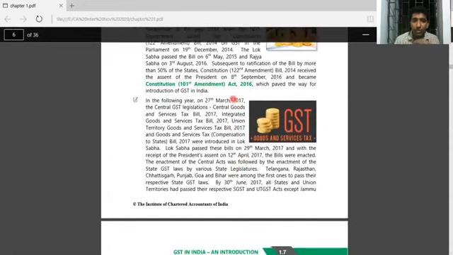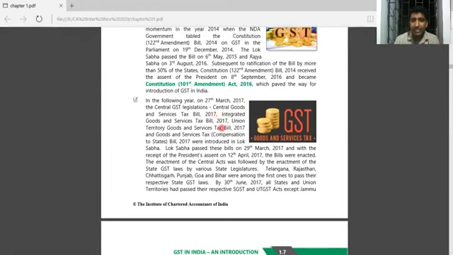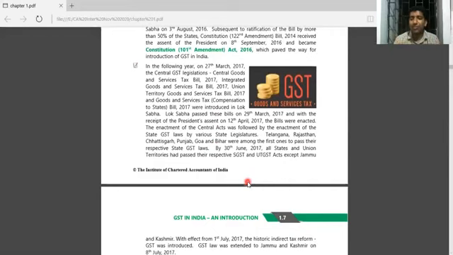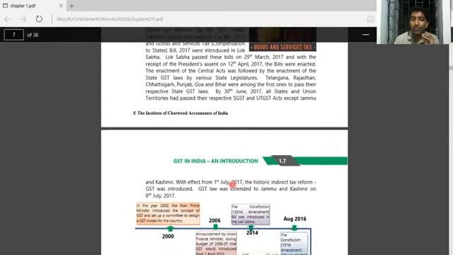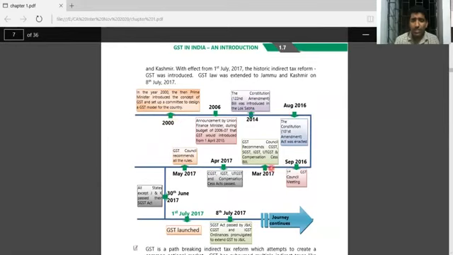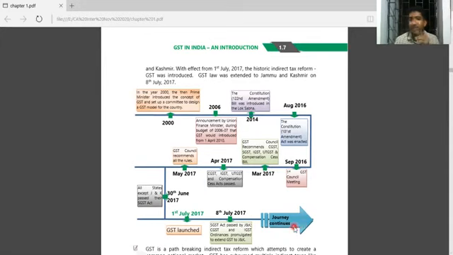And soon after that, on 27th March 2017, the CGST Act, SGST Act, IGST Act, and the GST compensation to states bill were all passed. What are this CGST, SGST Act, IGST Act? It will come up. Then the acts received the assent of the majority of the state governments, and on 1st July 2017, the historic indirect tax reform GST was introduced. On 1st July, GST was applicable to all of India except Jammu and Kashmir. But on 8th July itself, after 1 week, GST was extended to Jammu and Kashmir also. So now GST is applicable to the whole of India. This is summarized from 2000 onwards, the movement till 8th July 2017, and the journey continues.